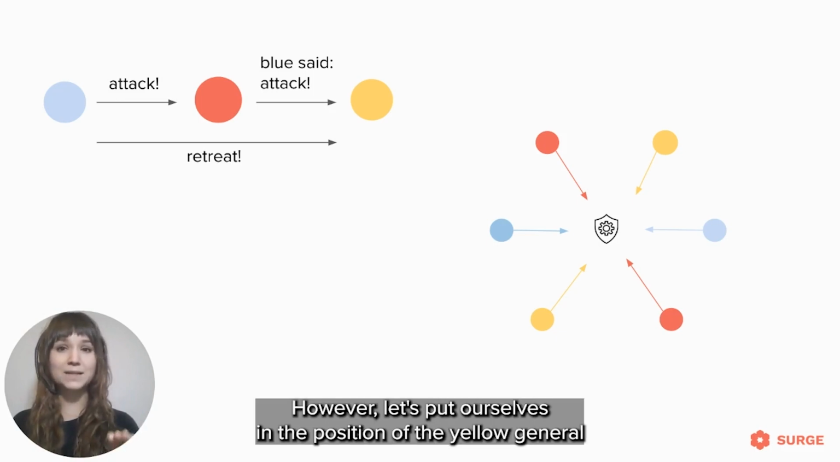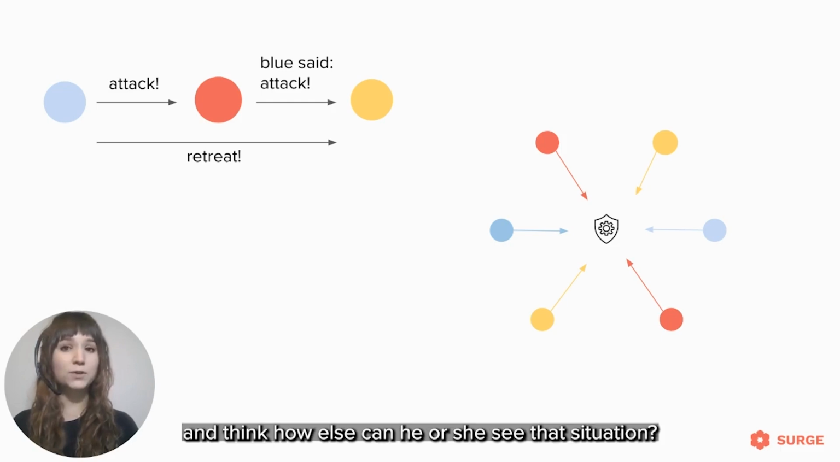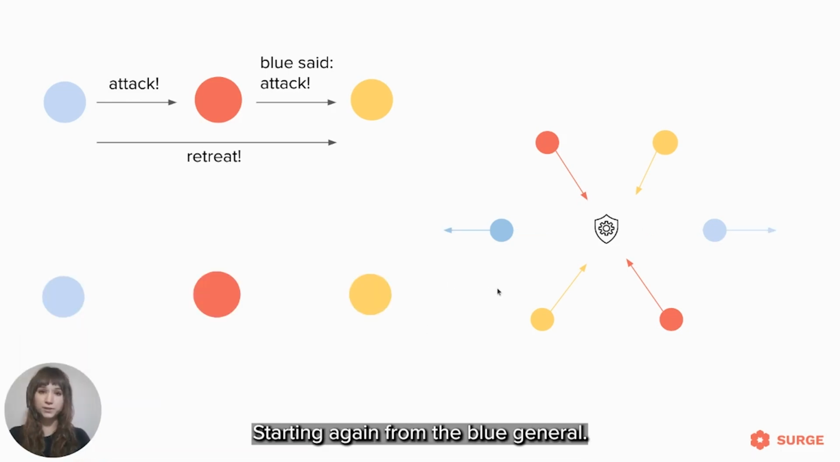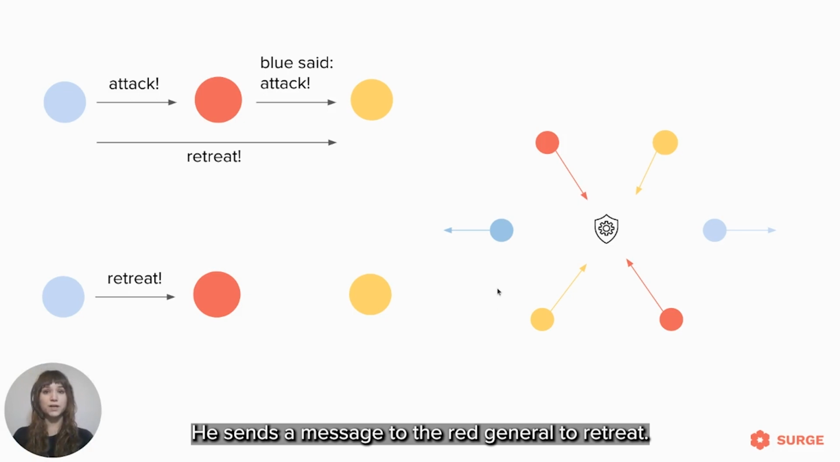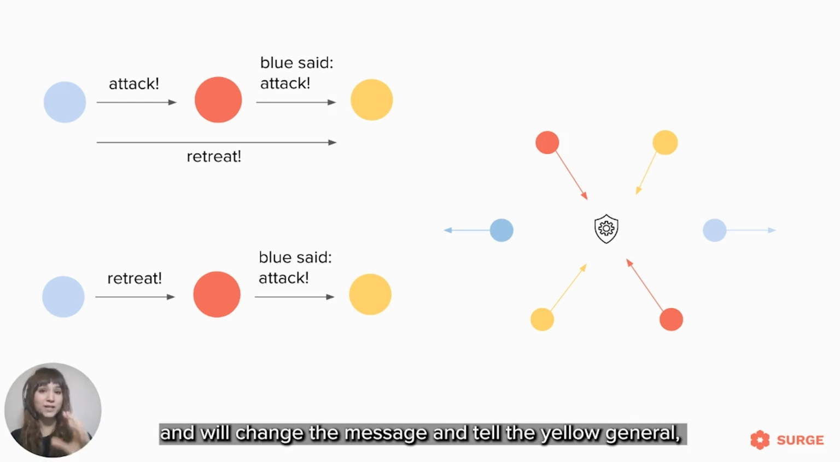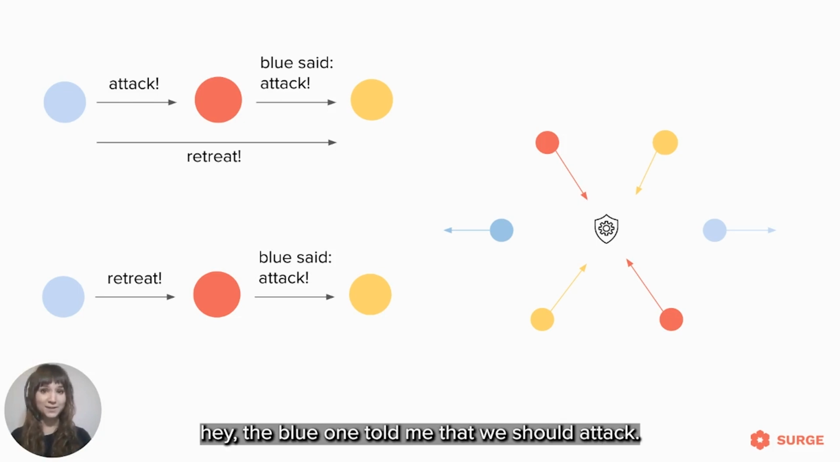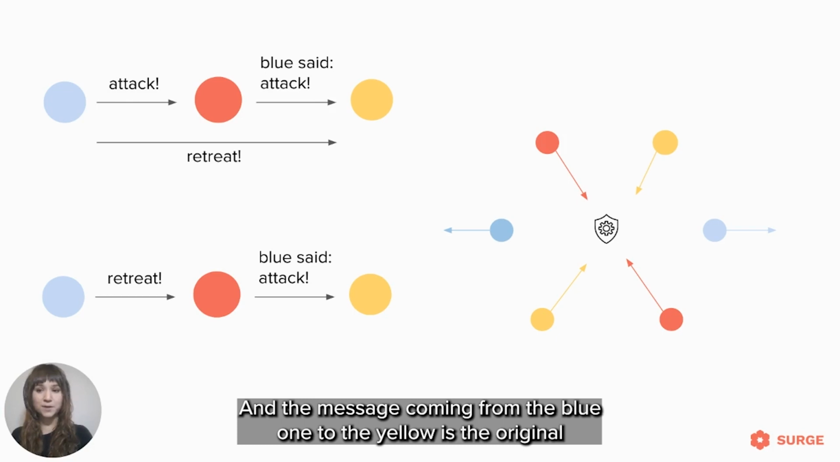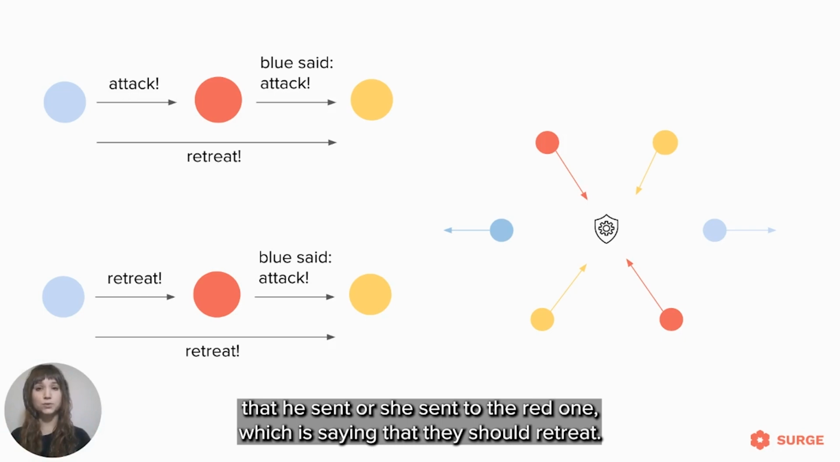However, let's put ourselves in the position of the yellow general and think how else he or she can see that situation. Starting again from the blue general, he sends a message to the red general to retreat. And in this case, the red general actually will be the traitor and will change the message and tell the yellow general, hey, the blue one told me that we should attack. And the message coming from the blue one to the yellow is the original that he sent to the red one, which is saying that they should retreat.